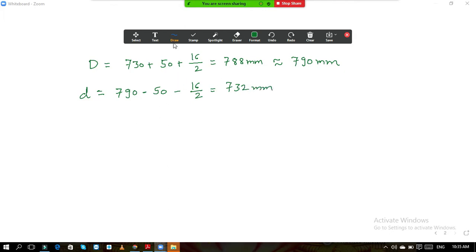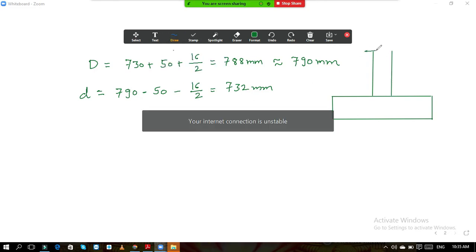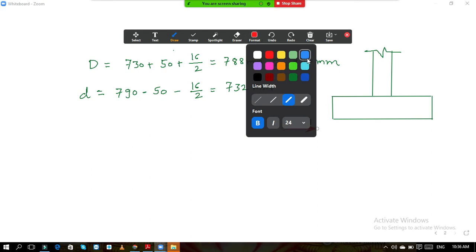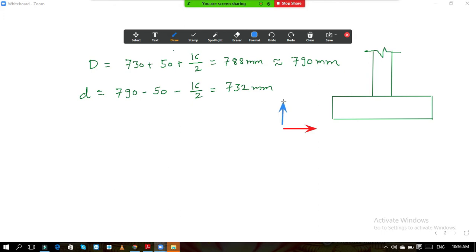So now just to focus on this, see, this is our footing. I will draw a box so that you will understand. I'm talking about this effective depth. Now this is your footing, and above this the column is there. This is the sectional elevation. And now see these bars. Suppose I mark the directions over here. Suppose this direction is x direction and this direction is y direction.